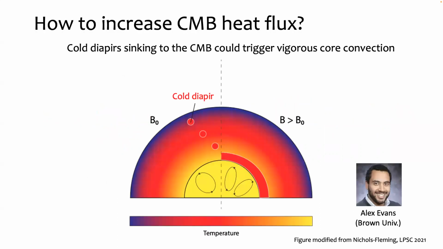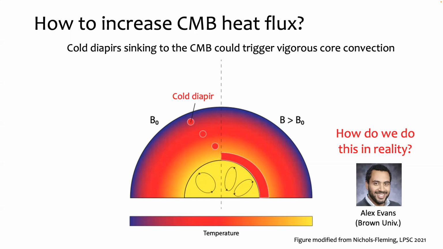One way, and this is a recent modeling paper that I wrote with my collaborator, Alex Evans, we tried to come up with an alternative dynamo mechanism that could produce an intermittently intense dynamo. What we invoke is this concept of cold diapirs that sink to the core mantle boundary, and that could trigger more vigorous core convection. And I'll get to the uncertainties associated with this at the end. I'm just going to talk about this really fast in the last few minutes.